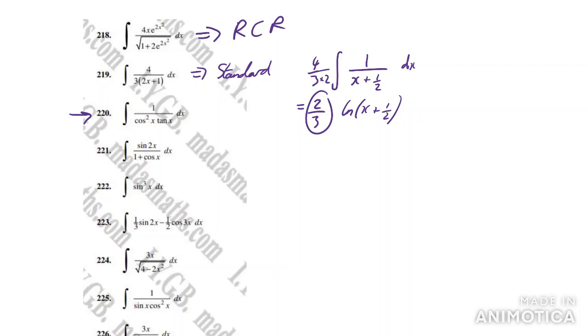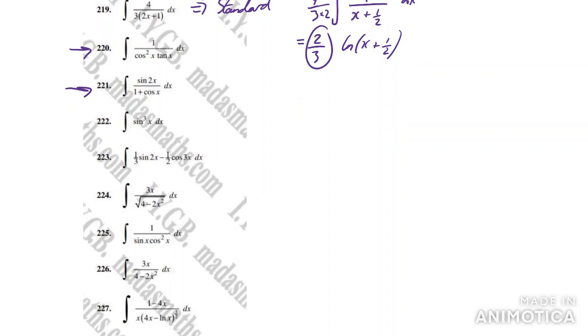This one looks to me like we've got a 1 over cos squared, and that's worth recognizing as sec squared. And we've got a tan, so it's going to be reverse chain rule. So, the next one: the integral of sine 2x over 1 plus cos x. Immediately what we need to do is get rid of that sine 2x. So that's going to be the integral of 2 sine x cos x over 1 plus cos x.